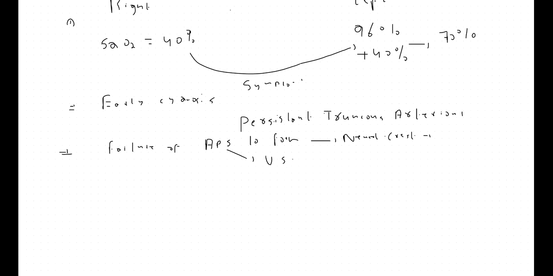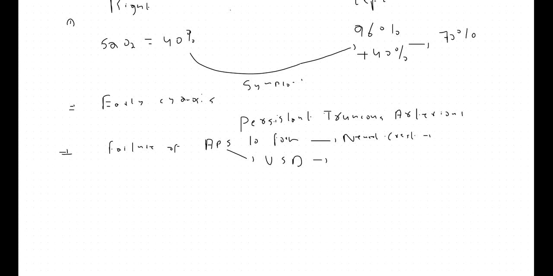And why is it associated with VSD? Because the membranous portion of the ventricular septum is what? The membranous portion is actually coming from your APS, the aorticopulmonary septum. So this is a region that is always associated with the ventricular septal defect.